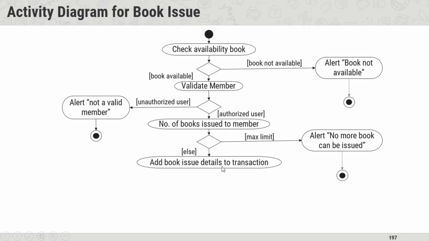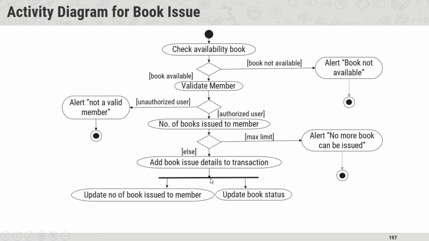So you can add the book issue details to the transaction. When you add the book issue transaction, simultaneously you will do two things. You will update the number of books issued to the member. If 8 books were issued to the user, after adding this one book it becomes 9 books issued to the member. At the same time you will update the book status, recording for the library that the book is already issued to someone, and then you will stop there.